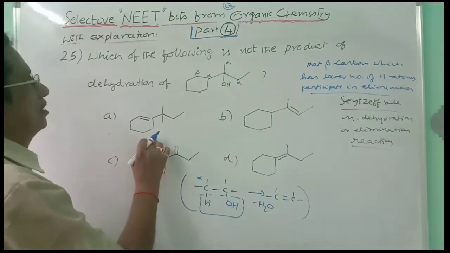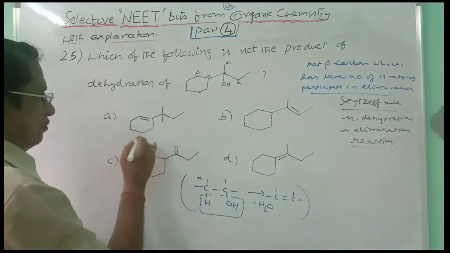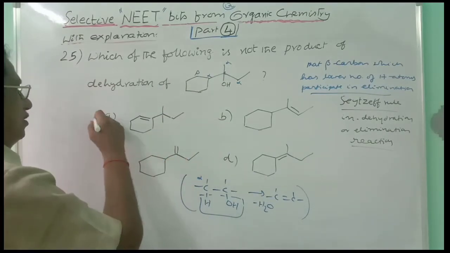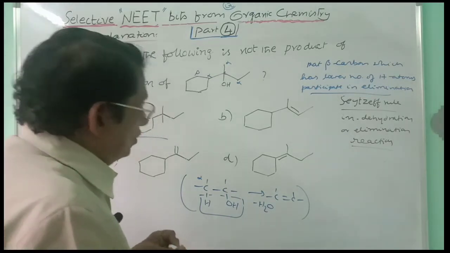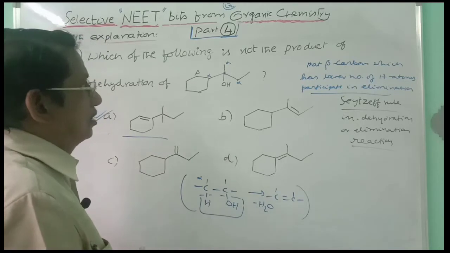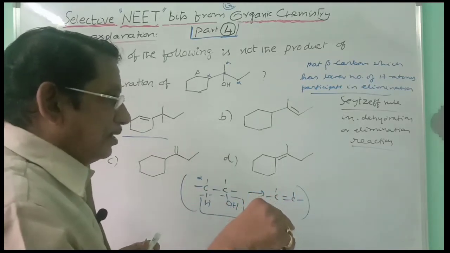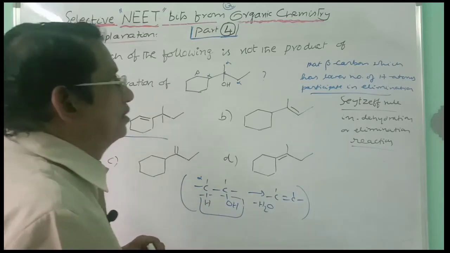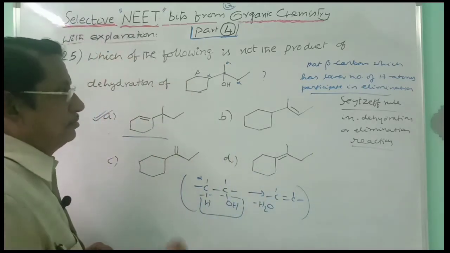So which is not likely to be present here? Not the product of dehydration here. This is the not product. So which is the correct bit here? Bit A is the correct answer for it. And out of this, which is the major product? Which is the major product means that beta carbon which is having minimum hydrogens will be participating here.